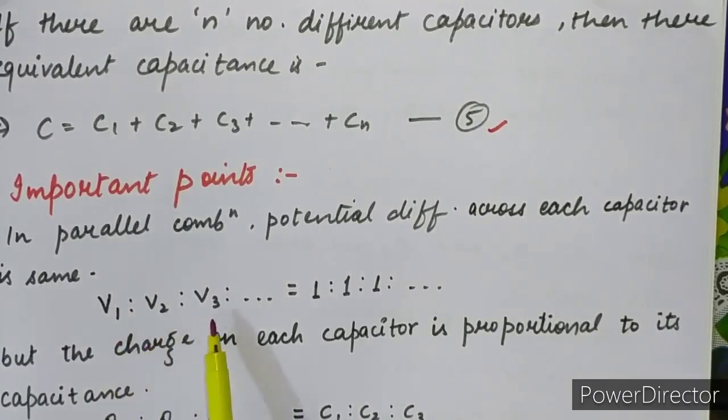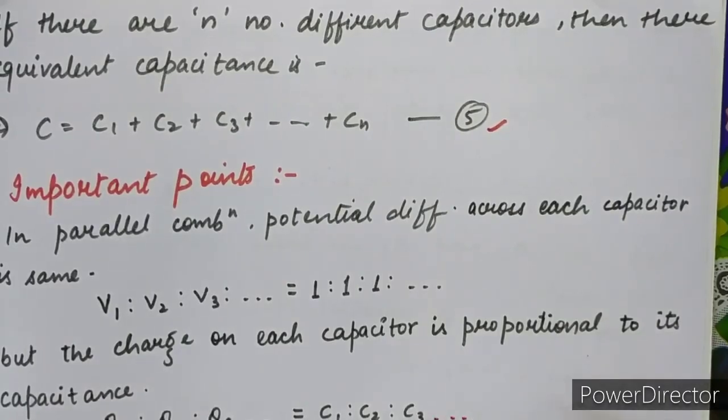So V1, V2, V3, all the ratios are equal to 1 ratio 1 and so on. The amount of potential will all be the same. But the charge on each capacitor is proportional to its capacitance. Charge is not the same in a parallel combination, and capacitance is also not the same. So the charge is proportional to the capacitance. Q1 ratio Q2 ratio Q3 and so on equals C1 ratio C2 ratio C3 and so on. This is your first important point.